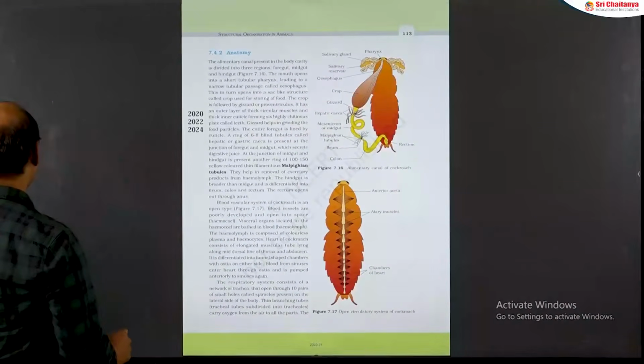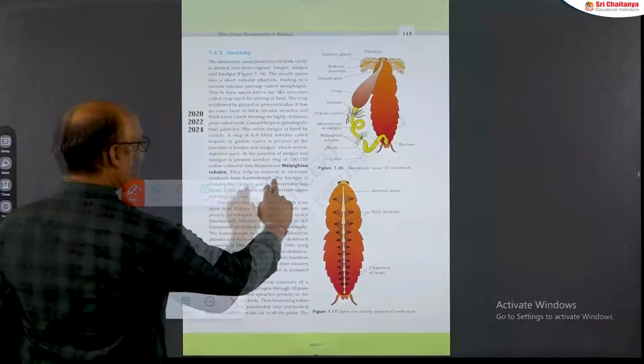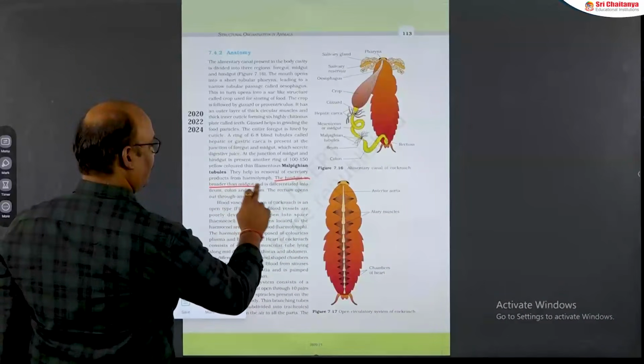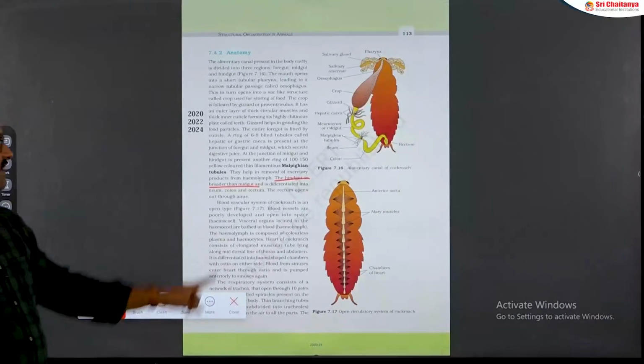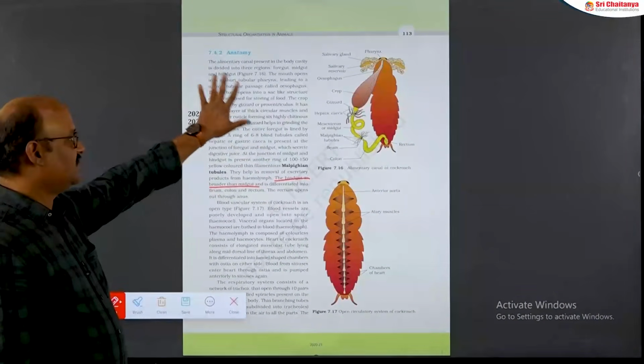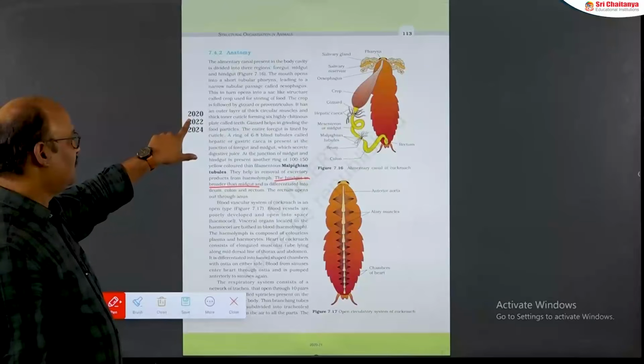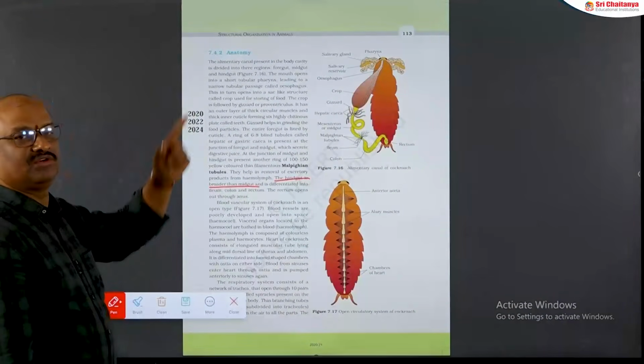The very important point here which we have to concentrate on is the hindgut, which is broader than the midgut, which is differentiated into ileum, colon and rectum, and the numerical things, because from this particular area there was a question 3 times: 2020, 2022 and 2024.